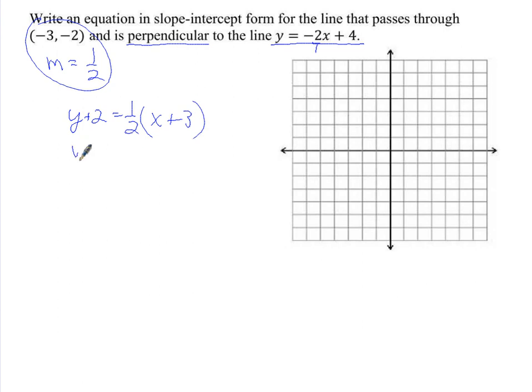Then distribute. Y plus 2 equals 1/2 x plus 3/2. All right, so we got a fraction to deal with here. It's not that big of a deal. Subtract 2 from both sides, and we have y equals 1/2 x. 3/2 is like 1.5. So I got 1.5, and I'm subtracting 2. What do I get left with? Negative 1/2.